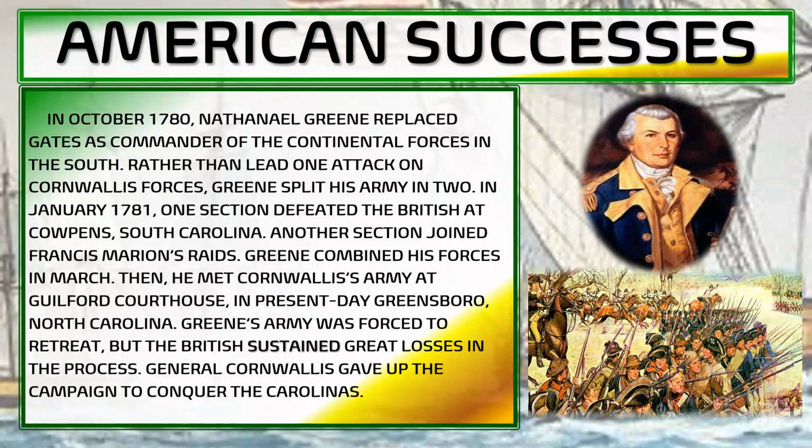In October 1780, Nathaniel Greene replaced Gates as commander of the Continental forces in the South. Rather than lead one attack on Cornwallis's forces, Greene split his army in two. In January 1781, one section defeated the British at Cowpens, South Carolina. Another section joined Francis Marion's raids. Greene combined his forces in March. Then he met Cornwallis's army at Guilford Courthouse in present-day Greensboro, North Carolina.